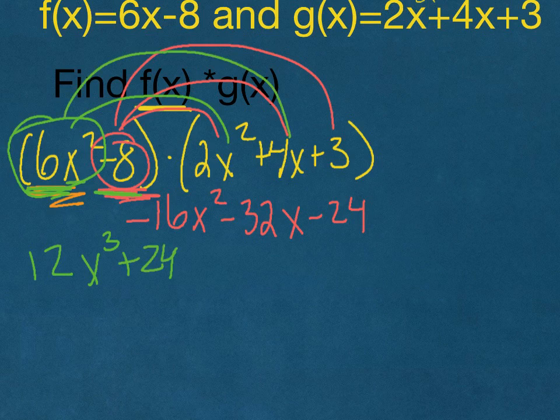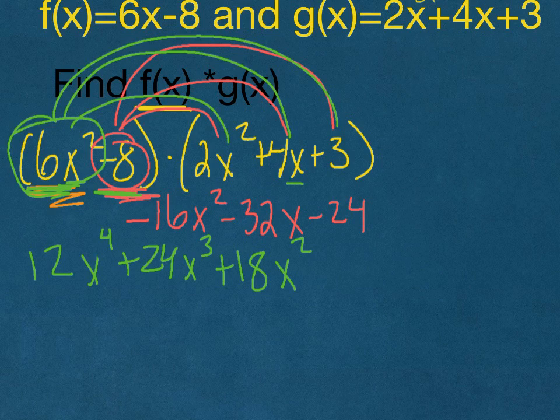How many total am I going to have? Whoops, I forgot how to count. Sorry if you guys saw that mistake. The first one is going to be x to the power of 4. 2 plus 2 is 4. This one, 2 plus 1 is going to be 3. And my last one, 6 times 3 is 18. I have x to the power of 2 left over.